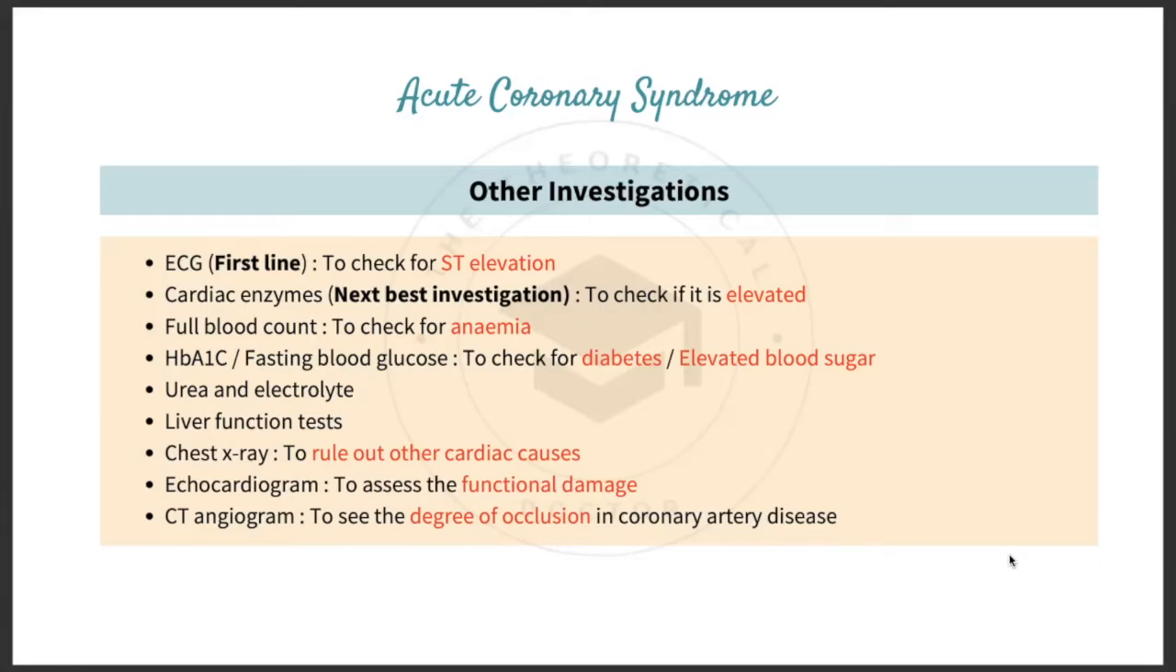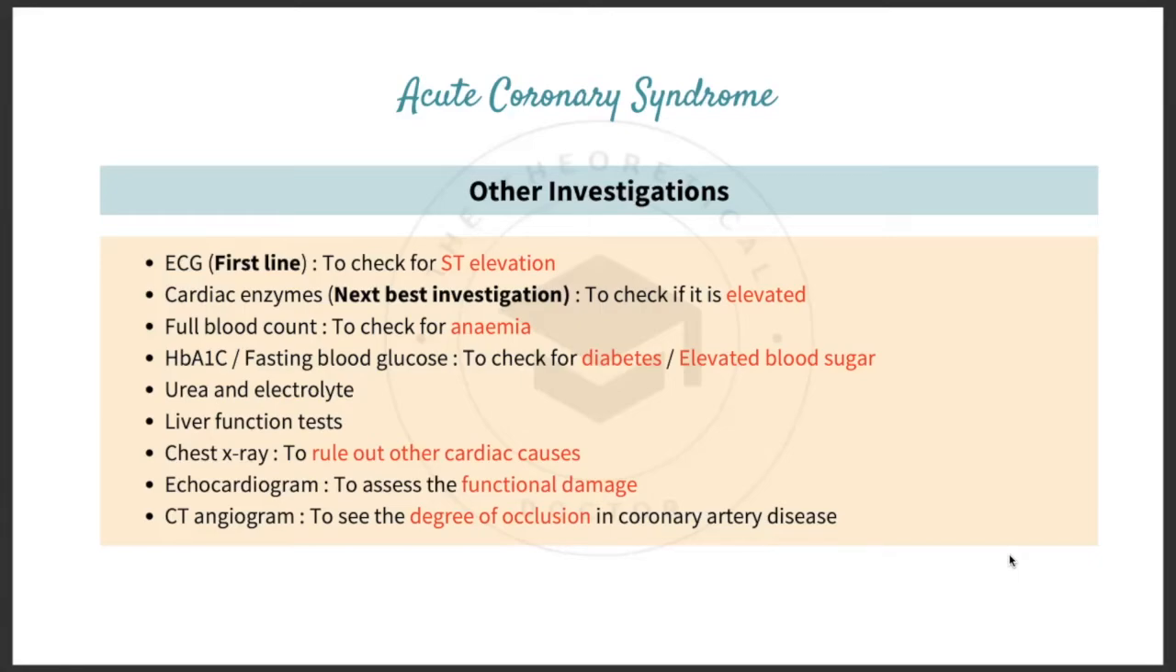What are the routine blood works you would do? You check the HbA1c or the fasting blood glucose to check for diabetes or elevated blood sugar, because some of them, if they are diagnosed with diabetes, maybe it's uncontrolled. And if they are not diagnosed with diabetes, they never actually know that they have diabetes. So you'll find that the blood sugar is elevated. You do a urea and electrolyte, liver function test. Basically, it's before prescribing a drug like ACE inhibitors and statins.